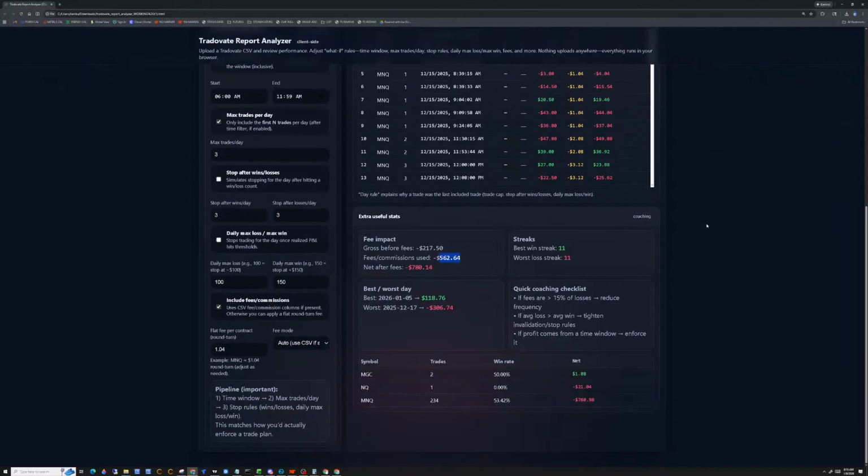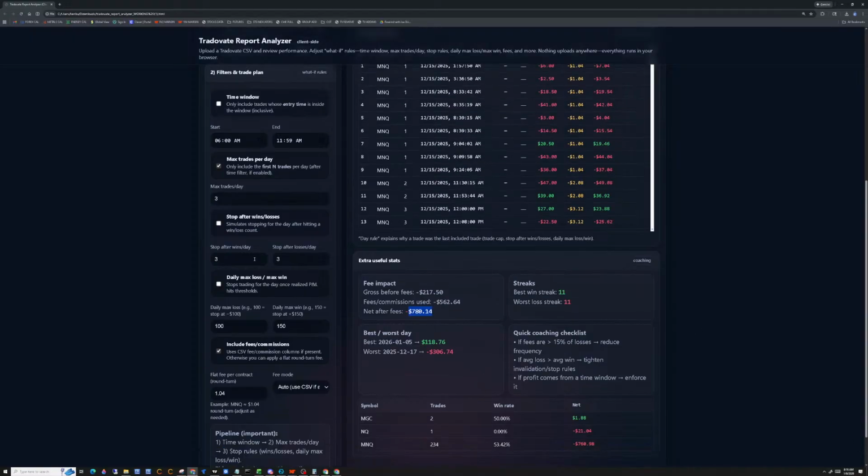Look, gross before fees, it was only down $200. So overall, all in all, gross was minus $217, and net after fees was minus $780. So as you can see, what's very clear is the profit is getting eaten up by the fees because they're trading micros and overtrading. It's the overtrading, the frequency, everything, all the data points towards overtrading.